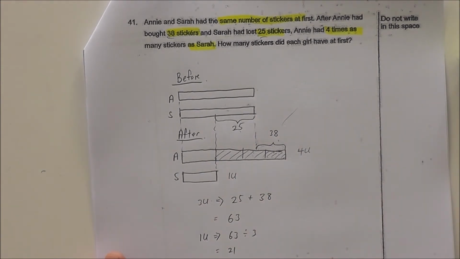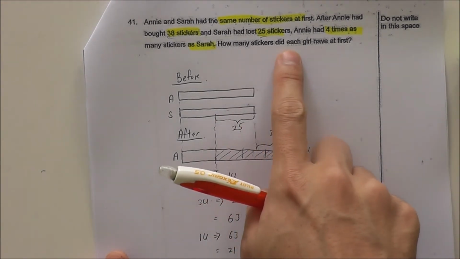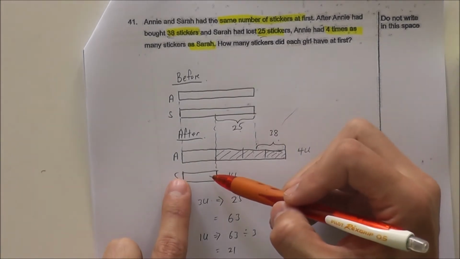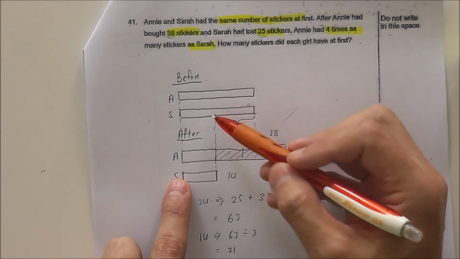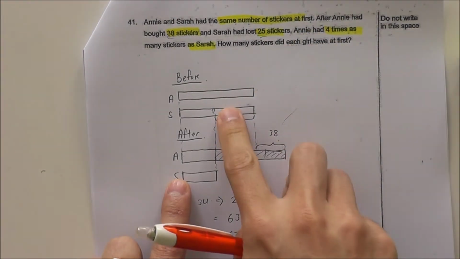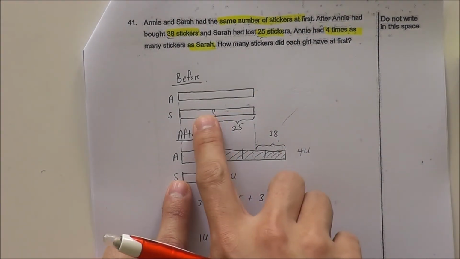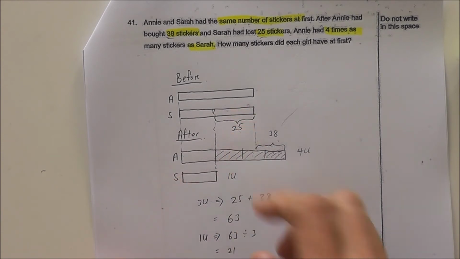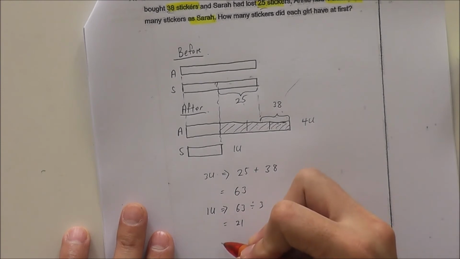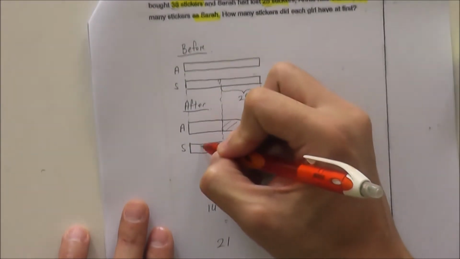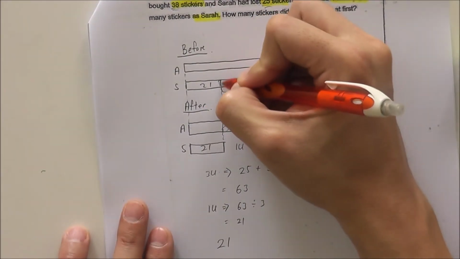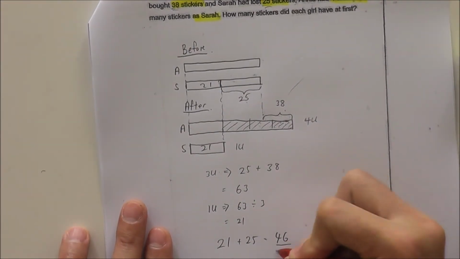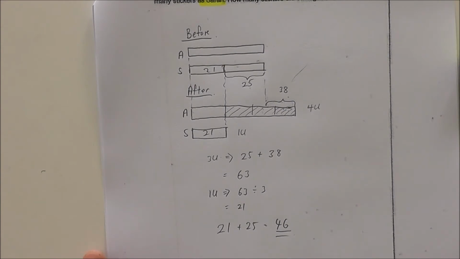Okay, so how many stickers did each girl have at first? Guys, each girl had at first, can you see that it's actually 1 unit? We are finding this, right? So how to find this? It's actually 1 unit plus back 25. Do you see it? So the answer will be 21 plus 25. That will be 46. That's the answer.